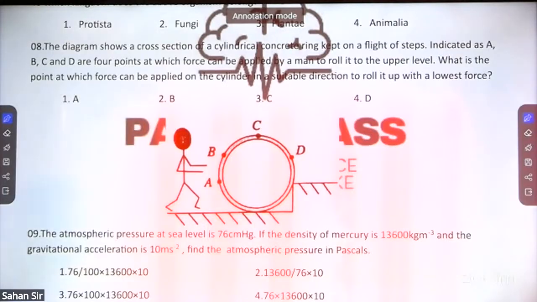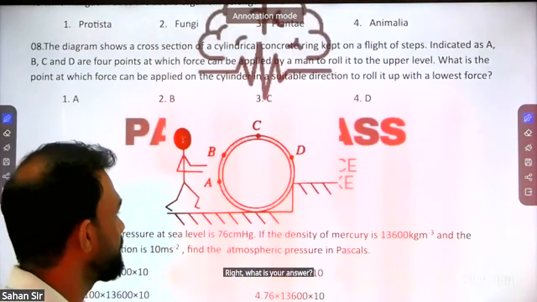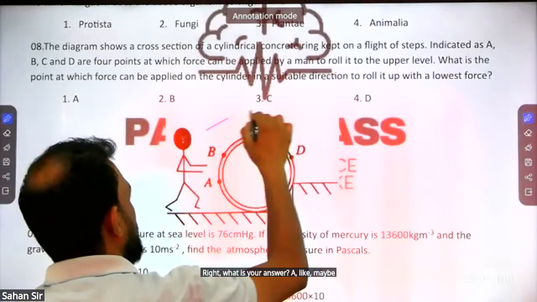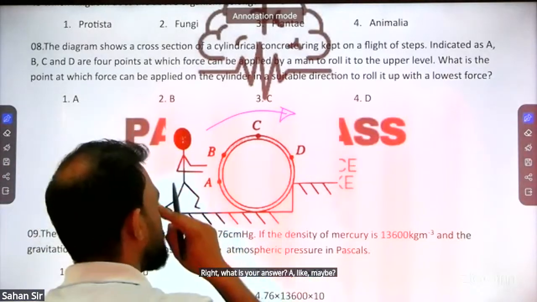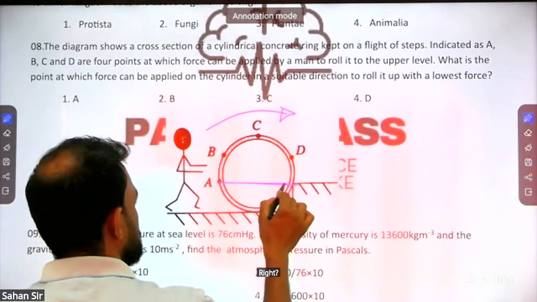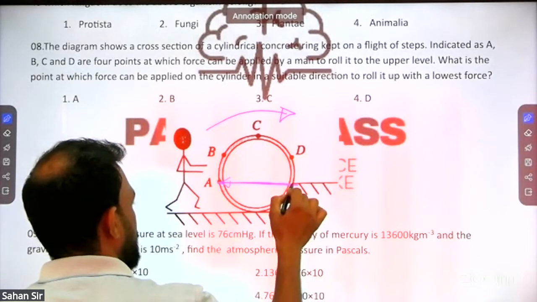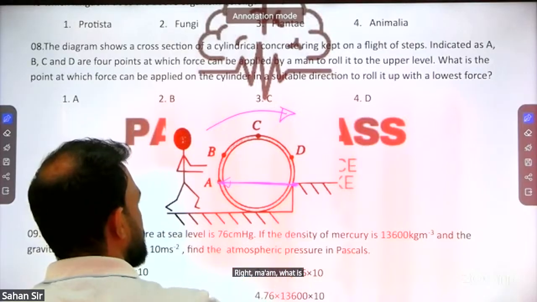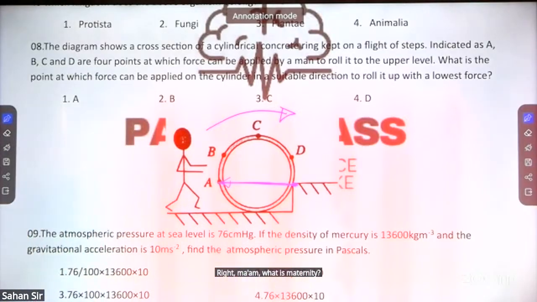Right. What is your answer? A. Right. මේ පැත්තට roll කරන්න ඕනේ. Right. මෙයා වටේ තමයි turn වෙන්නේ. So what is the answer?